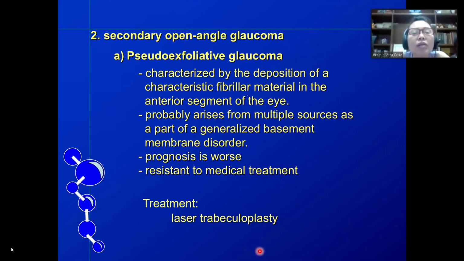The secondary open angle glaucoma. This one is the pseudo-exfoliative glaucoma. Okay? This is characterized by the deposition of a characteristic fibrillar material in the anterior segment of the eye. Makikita mo parang may line sa may endothelium mo. Para siya may deposits.